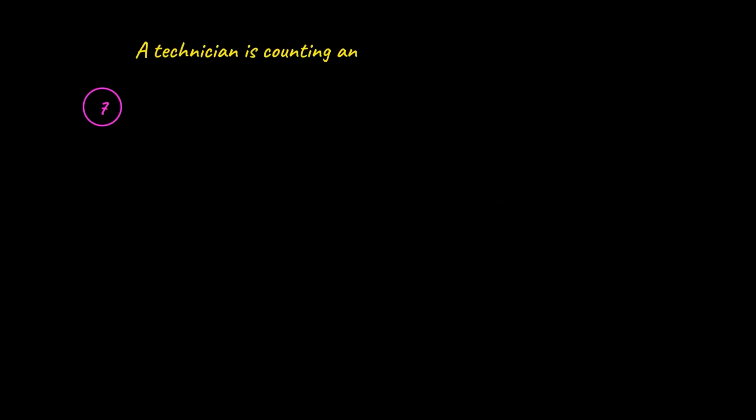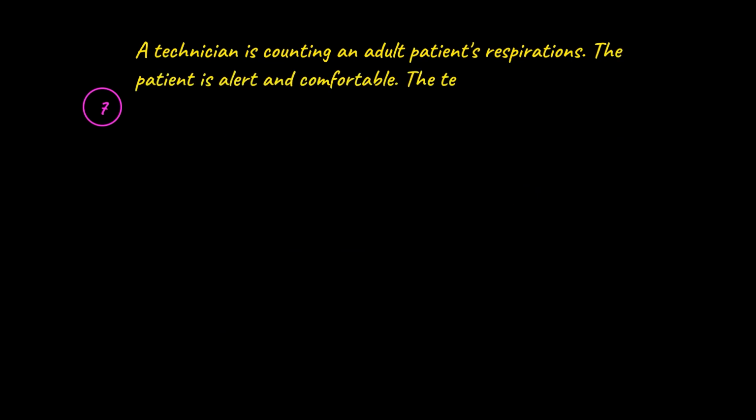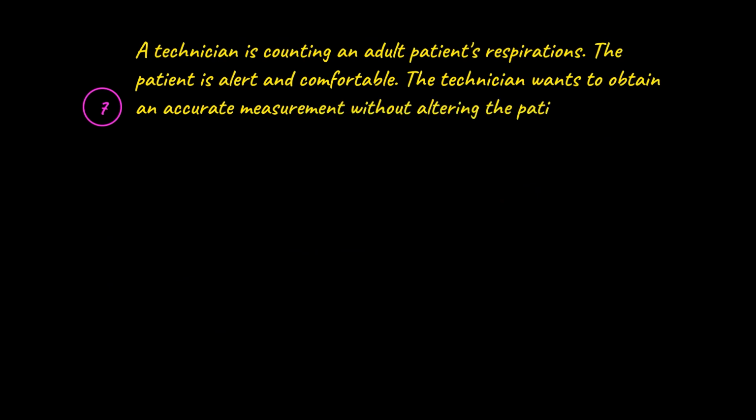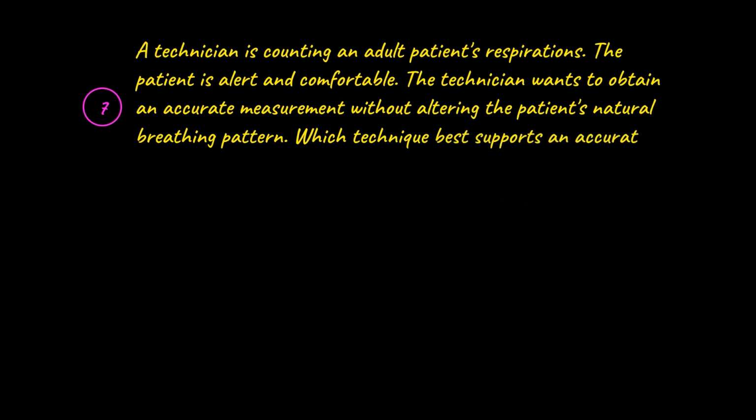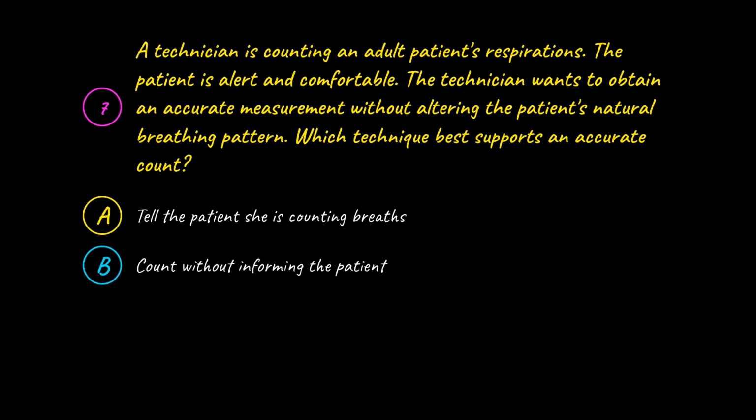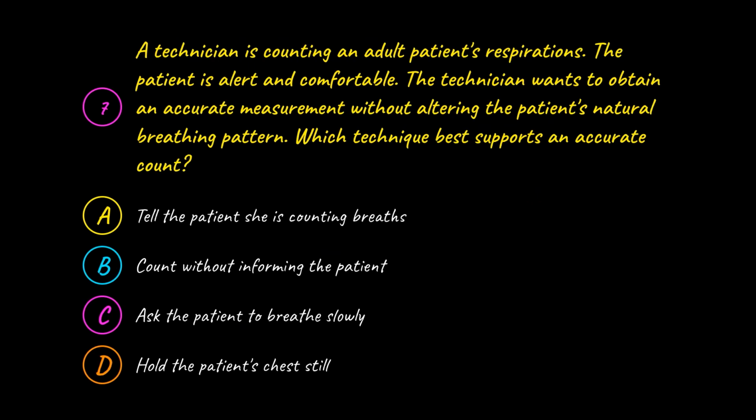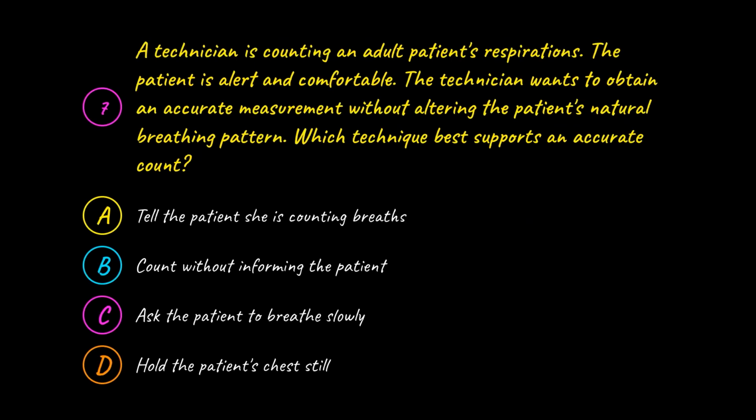Question 7. A technician is counting an adult patient's respirations. The patient is alert and comfortable. The technician wants to obtain an accurate measurement without altering the patient's natural breathing pattern. Which technique best supports an accurate count? Your options are: A. Tell the patient she is counting breaths. B. Count without informing the patient. C. Ask the patient to breathe slowly. D. Hold the patient's chest still. Don't overthink it. Which one feels right?